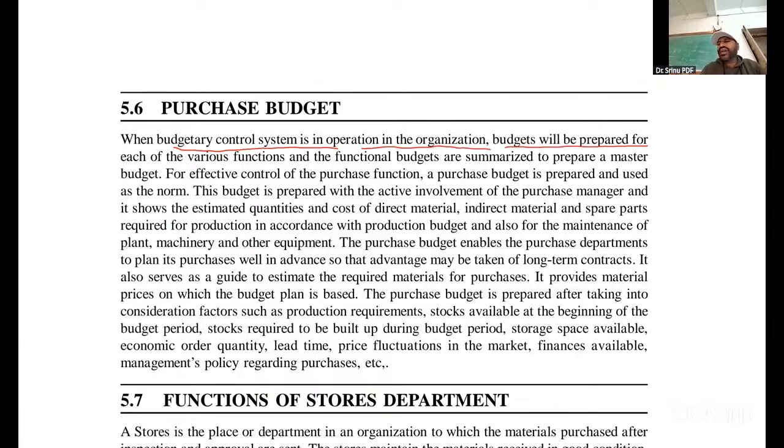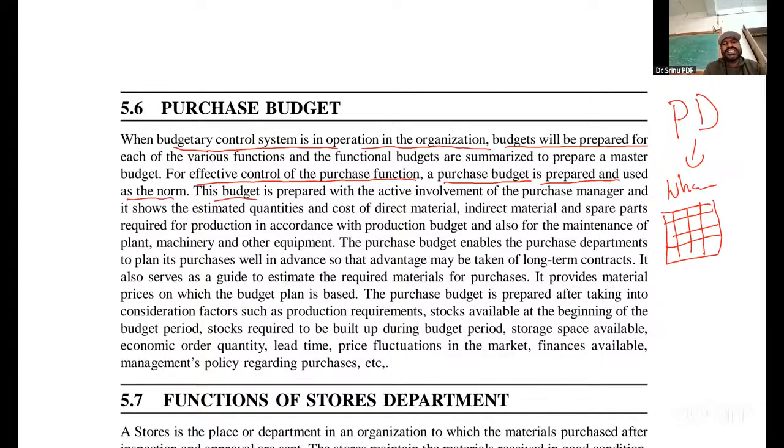So generally, in every organization there is a purchase department. What will they do? Whatever they want to purchase, first they are going to prepare the budget. So how much cost is incurred? What is the cost amount required? All of that is going to be done by them. So for effective control of the purchase function, the purchase budget is prepared and used as norms. This budget is prepared with the active involvement of purchase management.